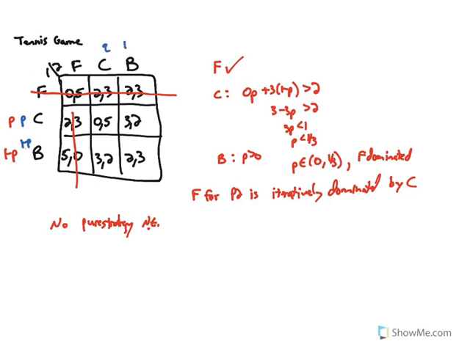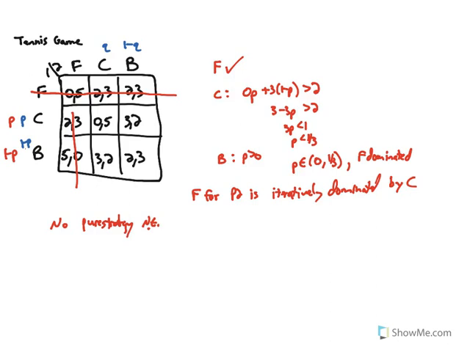Okay, and for player 2, I'm going to use Q and 1 minus Q. I tend to use P and 1 minus P for player 1, Q and 1 minus Q for player 2, but not always, and it doesn't matter. You can use whatever letters you like as long as you label it. Always label it on your graph. Don't assume that I know what you're going to be using.